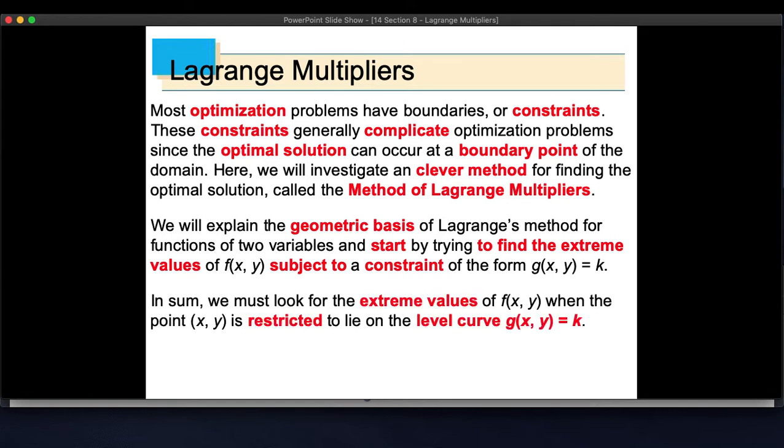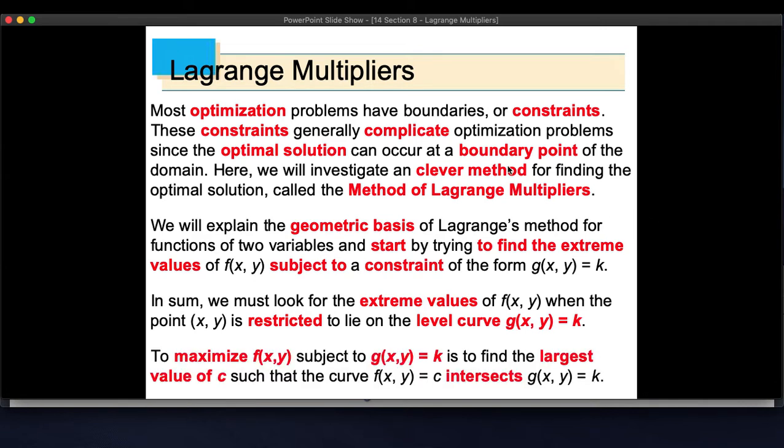And we're going to look for extreme values that are restricted to some sort of level curve, in this case g equals k. And I'll show you a picture in a moment what that looks like. Essentially, what you're going to be trying to do is finding that specific point where your given function f, subject to g, where f and g will intersect each other given these constraints.